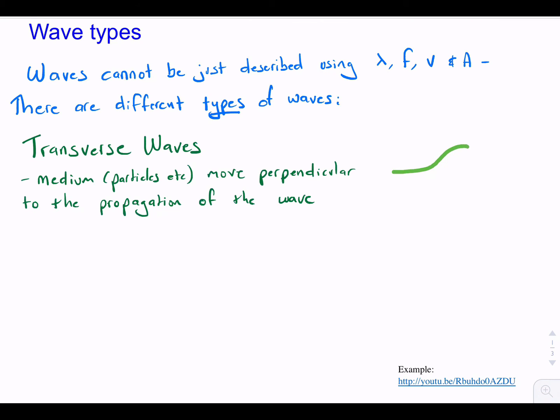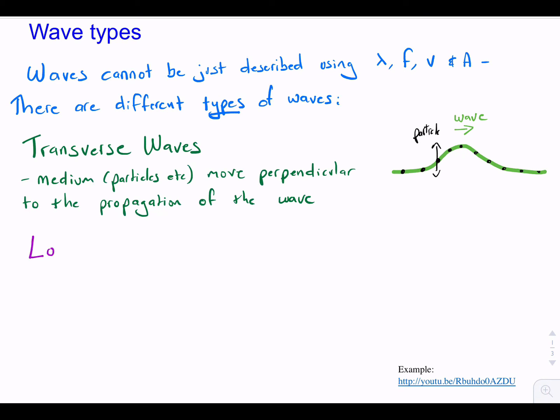So if we visualize this as a disturbance passed down a rope, for instance, we can see the wave move to the right, but the particles, so if you imagine little black dots drawn on the rope, the individual particles are moving perpendicular to the direction of the wave.